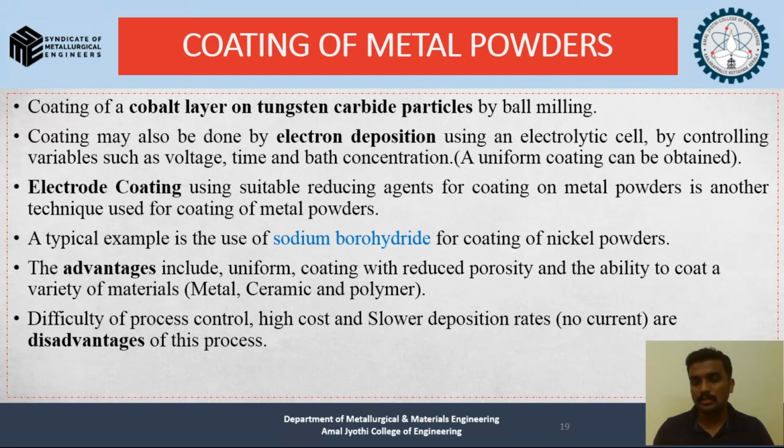Whereas in electron deposition we have only conductive materials, in this electrode coating process we can make sure it is coated over ceramics as well as polymers. The difficult part, or disadvantage, of this particular process is that it is difficult to control, and it has a high cost and a slower deposition rate. So these are termed the disadvantages of this particular coating process.